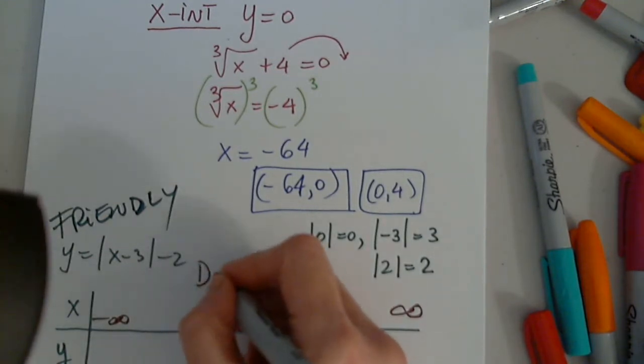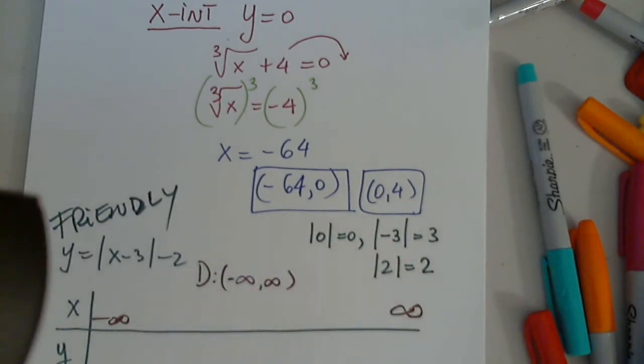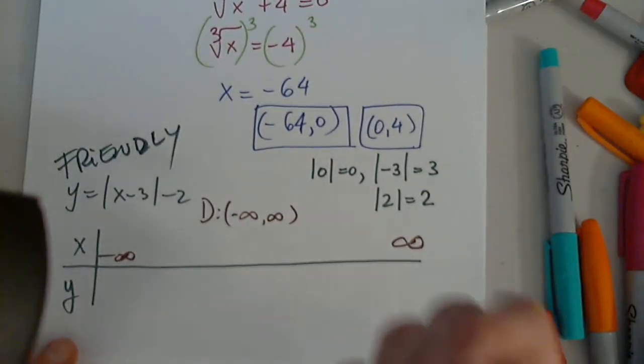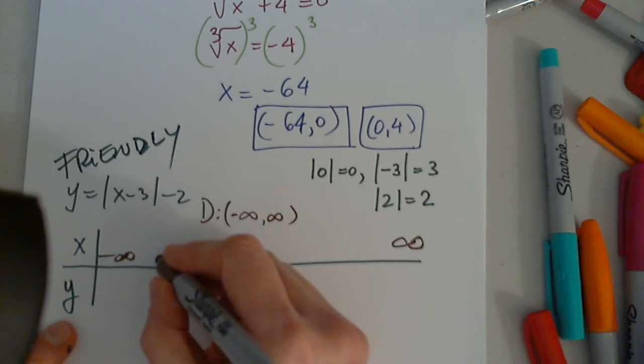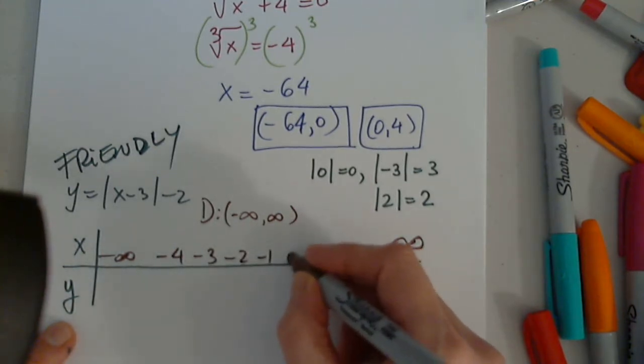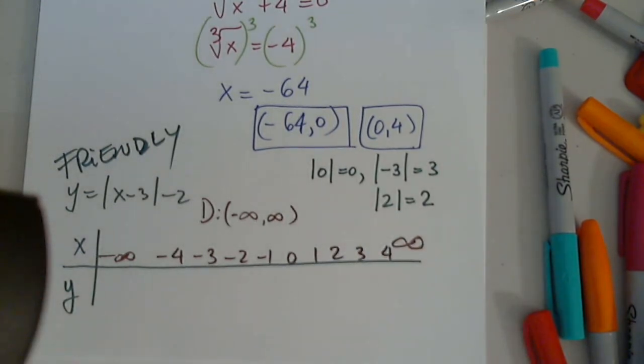So the domain, indeed, is negative infinity to infinity. We are able to plug in anything we want in this function. Okay, so let's say -4, -3, -2, -1, 0, 1, 2, 3, 4. So let's quickly plug in -4 and give me the answer.